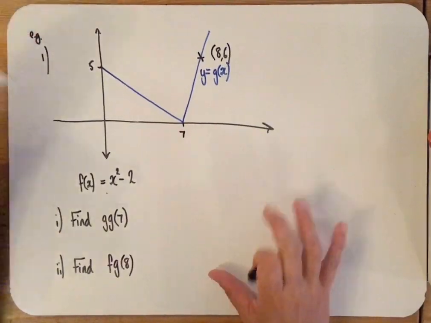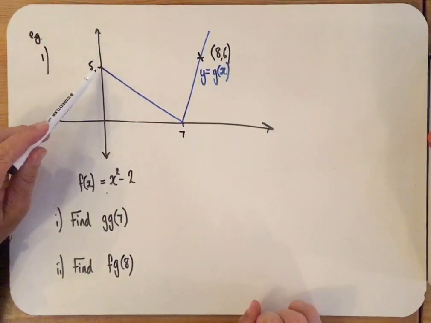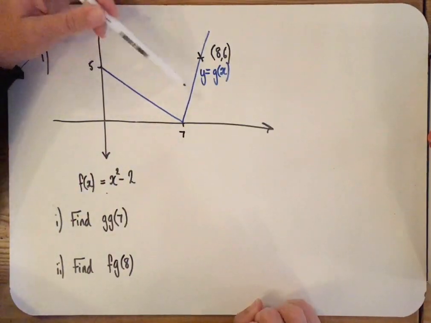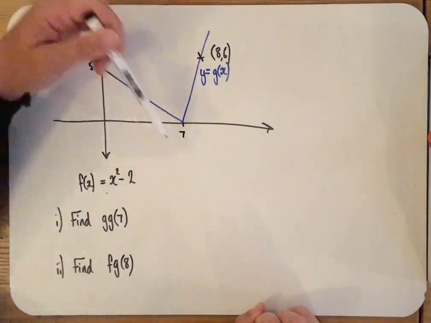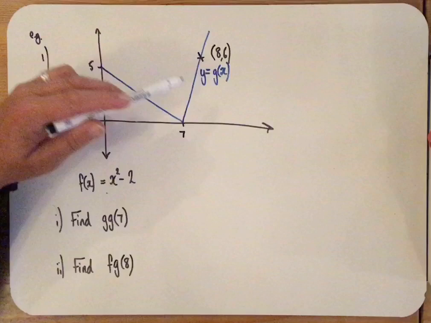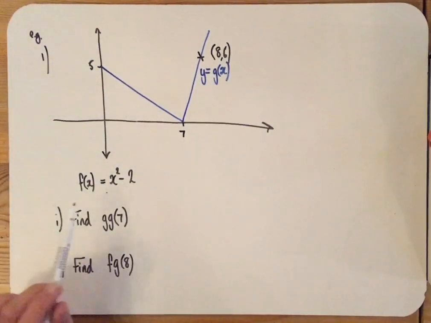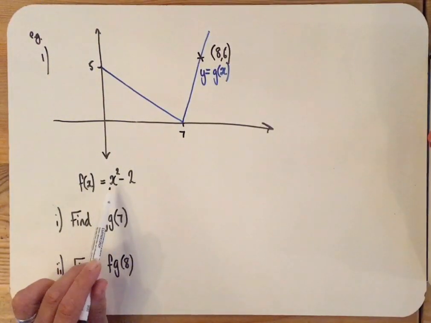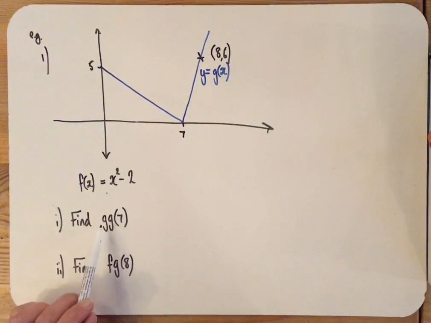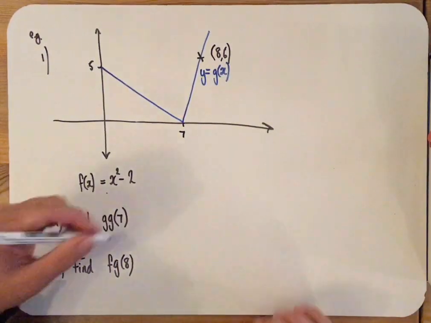we've got this function here, y equals g of x, which comprises of this line and this line, and I don't have an equation for the lines. I don't want to find an equation. I could if I really wanted to, but that's not really the purpose of what we're doing. So that's y equals g of x. f of x is equal to x squared minus 2. And the first thing we want to do is find g of 7.